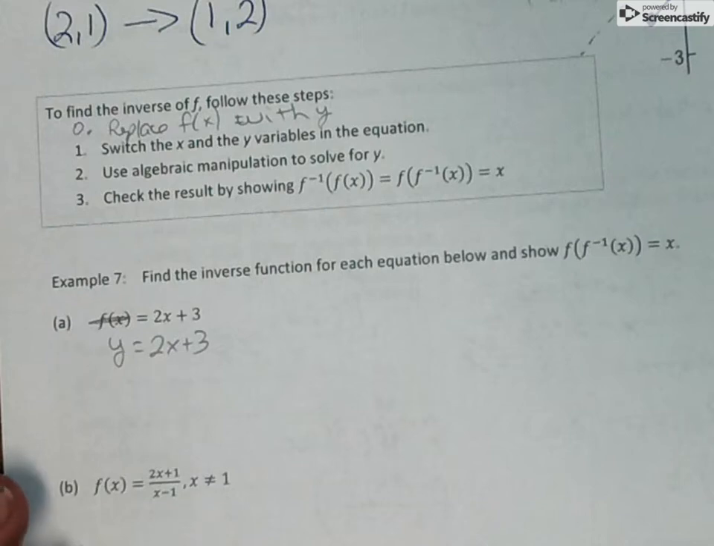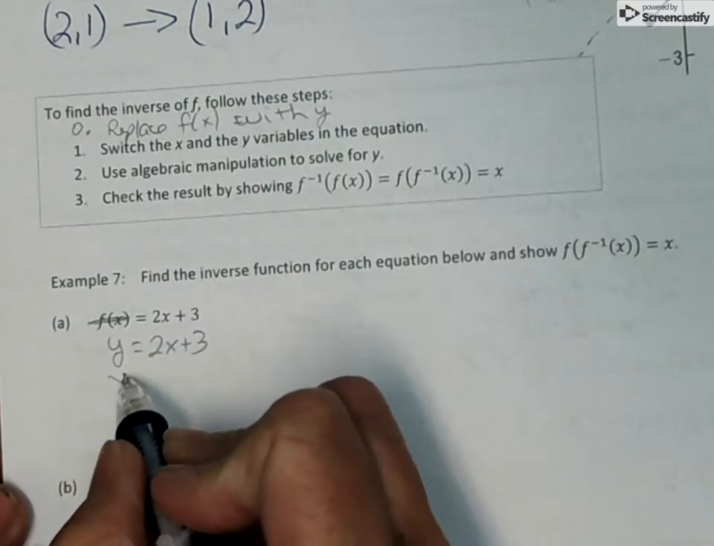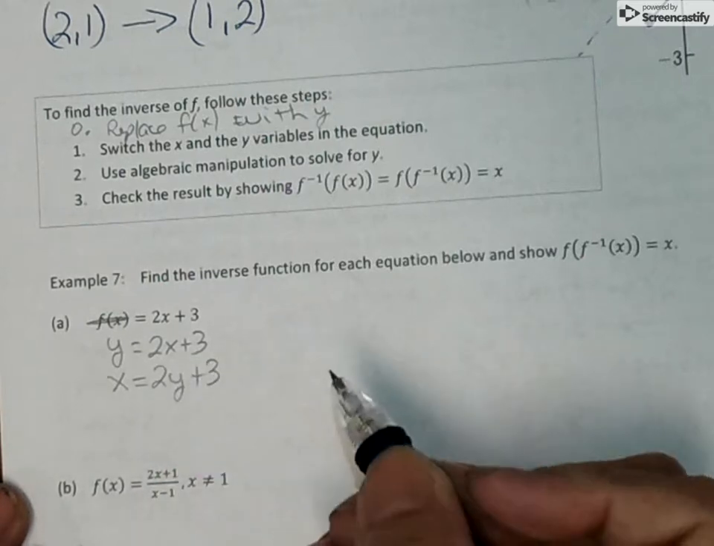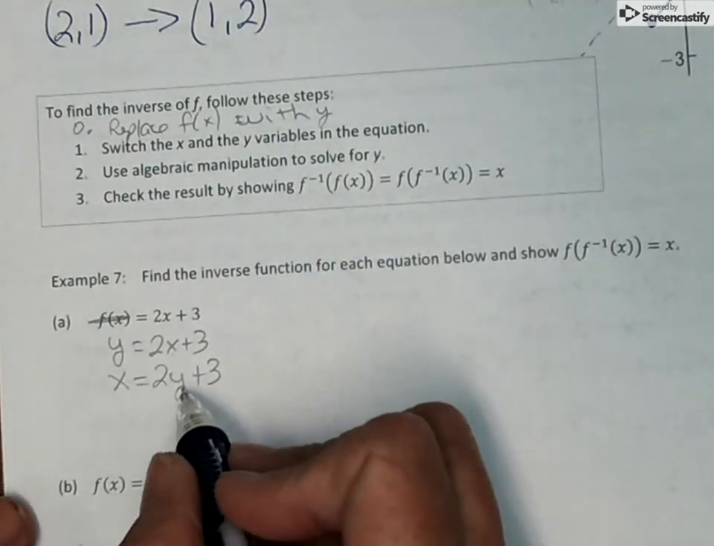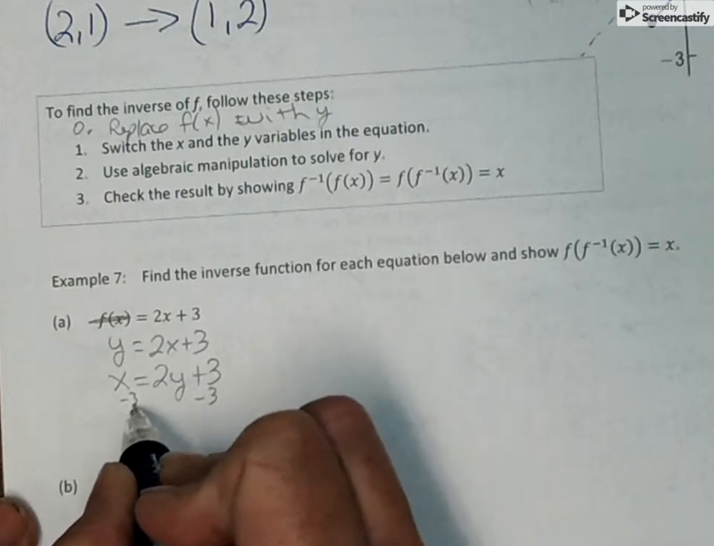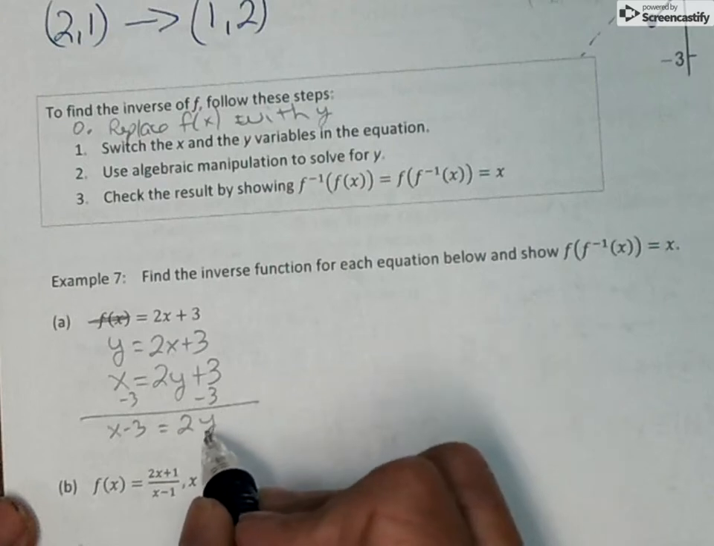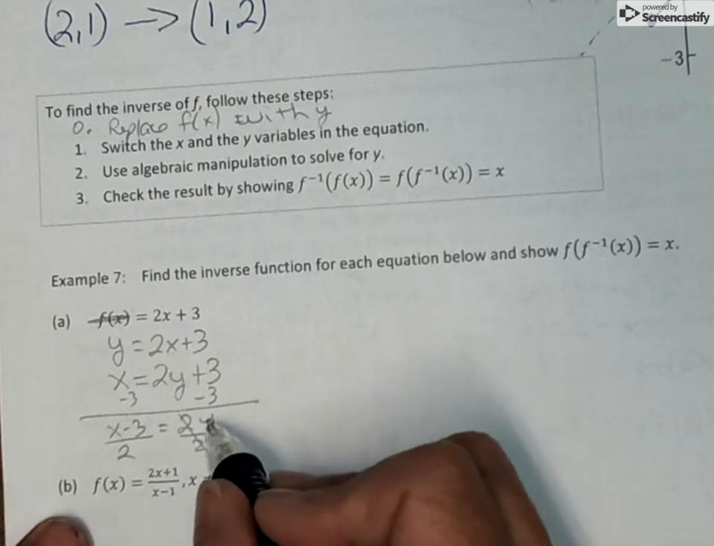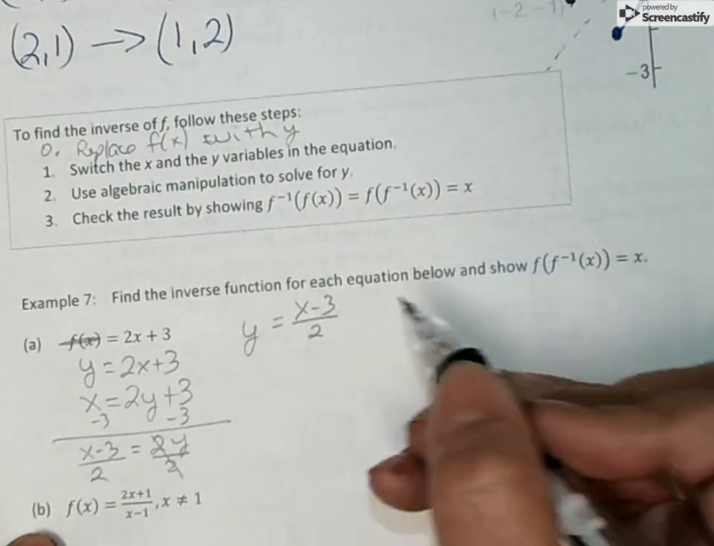Step 1, the official step 1, is to switch our x's and y's. Wherever there was a y, I'm going to put an x, and wherever there was an x, I'm going to put a y. Now I have to solve this for y, so I want y by itself. First, I'm going to subtract 3 from both sides, so I have x minus 3 equals 2y. I now need to divide both sides by 2 so I can get y by itself. So y is equal to x minus 3 divided by 2.